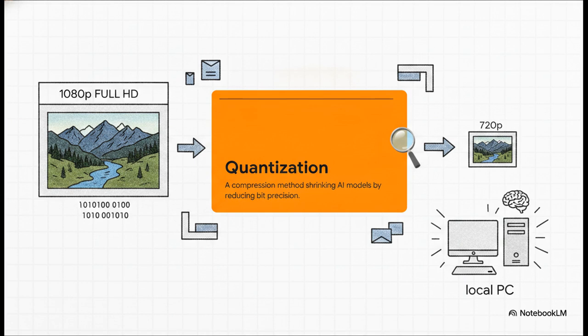To put that into perspective, think of it like video resolution. An uncompressed model is like watching a crisp 1080p full HD video. When we heavily quantize that model, it's like dropping it to 720p. The file is way smaller, maybe not microscopically as sharp, but you're still watching the exact same movie. The model gets compact, runs on consumer hardware, but stays incredibly smart.